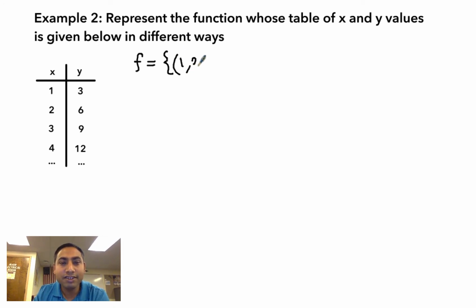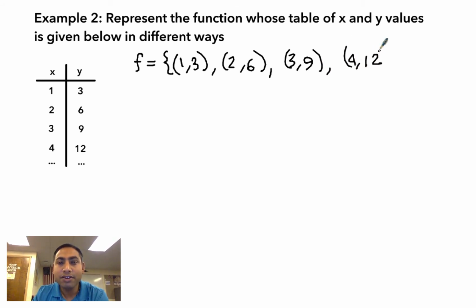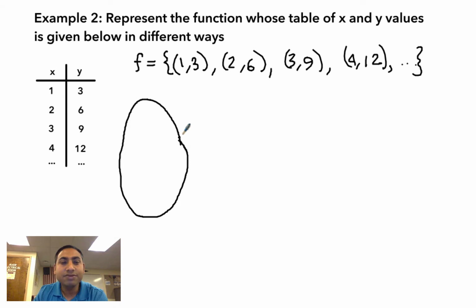So (1, 3), (2, 6), (3, 9), (4, 12), and dot dot dot. Right. Let's also do the mapping representation, because we know some of the inputs and outputs. We'll just use dot dot dot to extend those ordered pairs.